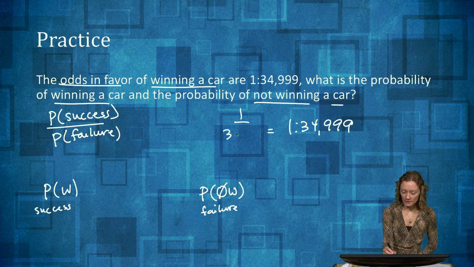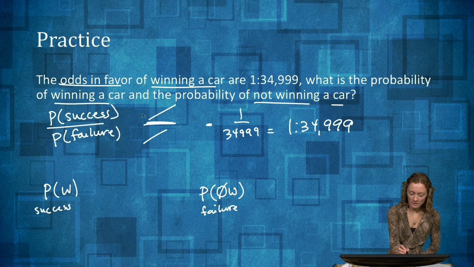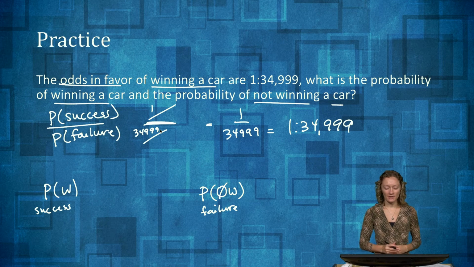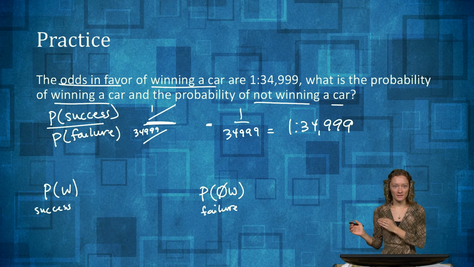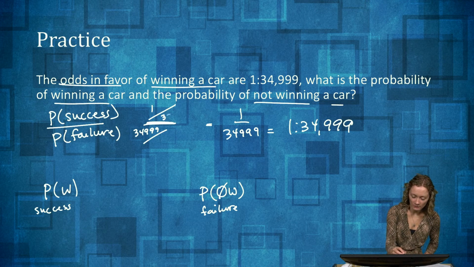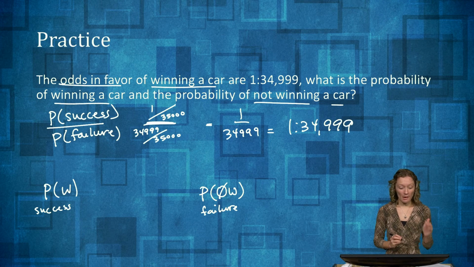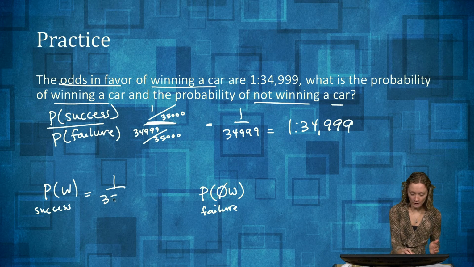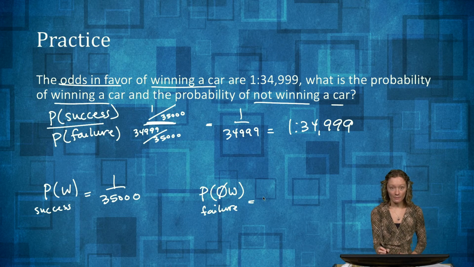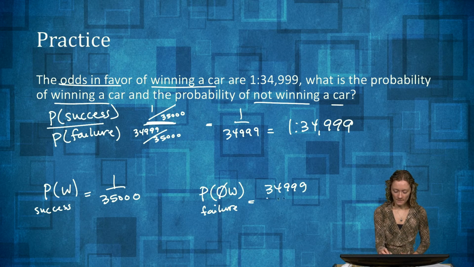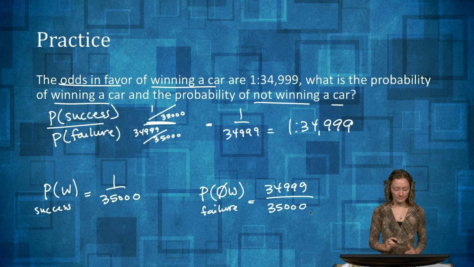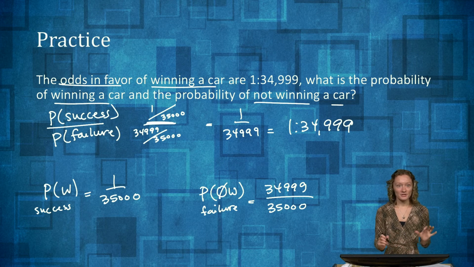1 over the 34,999 that we have, and then go back to the individual probabilities, which are those same numerators that we have. The only thing we're missing is the denominator. For every 1 winner, 34,999 losers, a cycle of 35,000 people. So the probability of winning is 1 over 35,000, and the probability of not winning, 34,999 over 35,000. All of this information is the same. It's just conveyed in different ways.